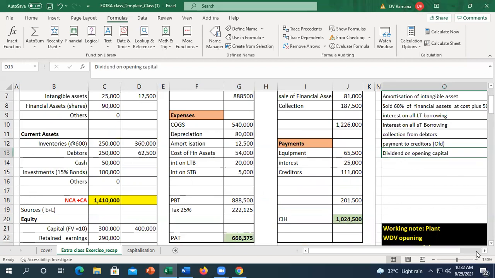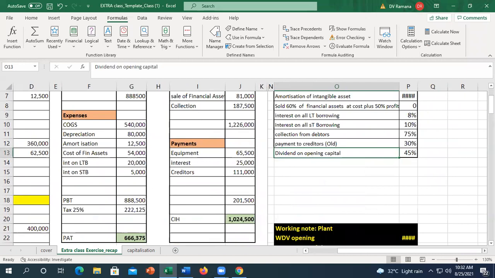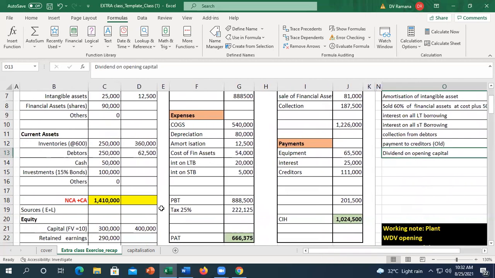Then the dividend on opening capital, but the dividend can come only after profit. We know that dividend is a distribution of profit. Because the dividend is a distribution of profit, it is called appropriation or a below the line item. So let us find profit, then we'll handle the dividend. But before you handle the profit, examine whether all the items have been taken care of. We have taken COGS, depreciation, amortization, and interest on borrowings, both short-term and long-term. However, there is one particular point here, investment.